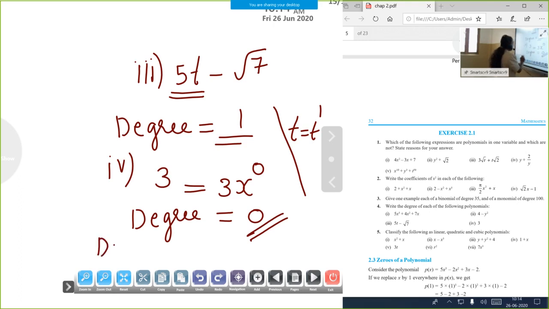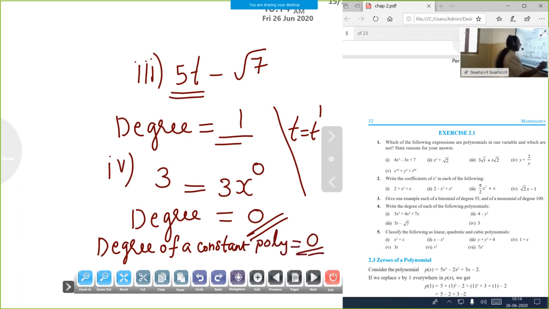So simply we can conclude here, the degree of a constant polynomial equals 0. 3 is a constant. Degree of a constant polynomial equals 0.